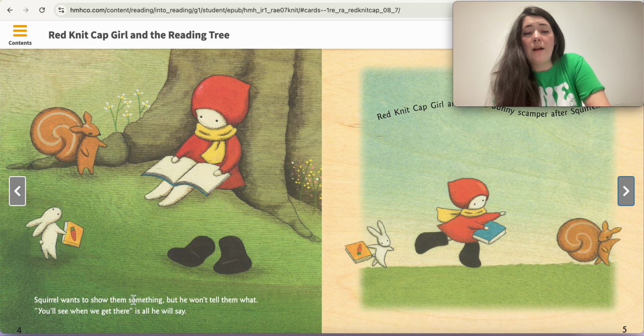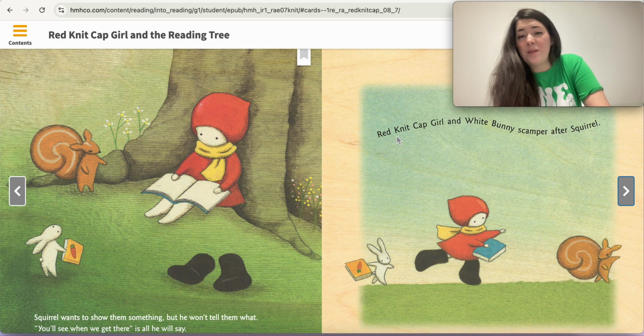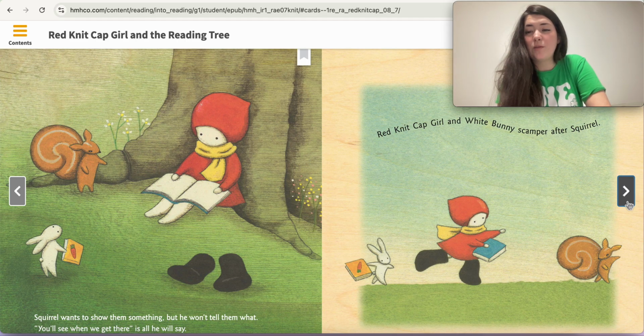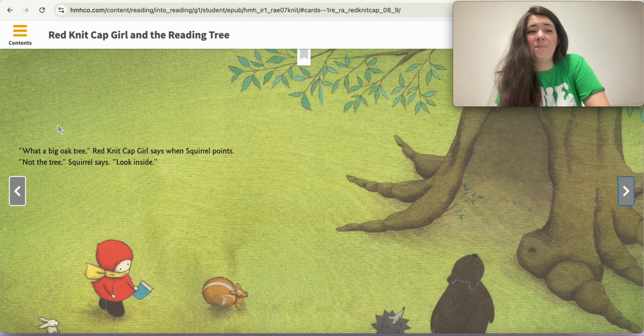Squirrel wants to show them something, but he won't tell them what. You'll see when we get there is all he will say. Red knit cap girl and white bunny scamper after squirrel. There's one of our vocabulary words. They're kind of running after squirrel because he's got something to show them.